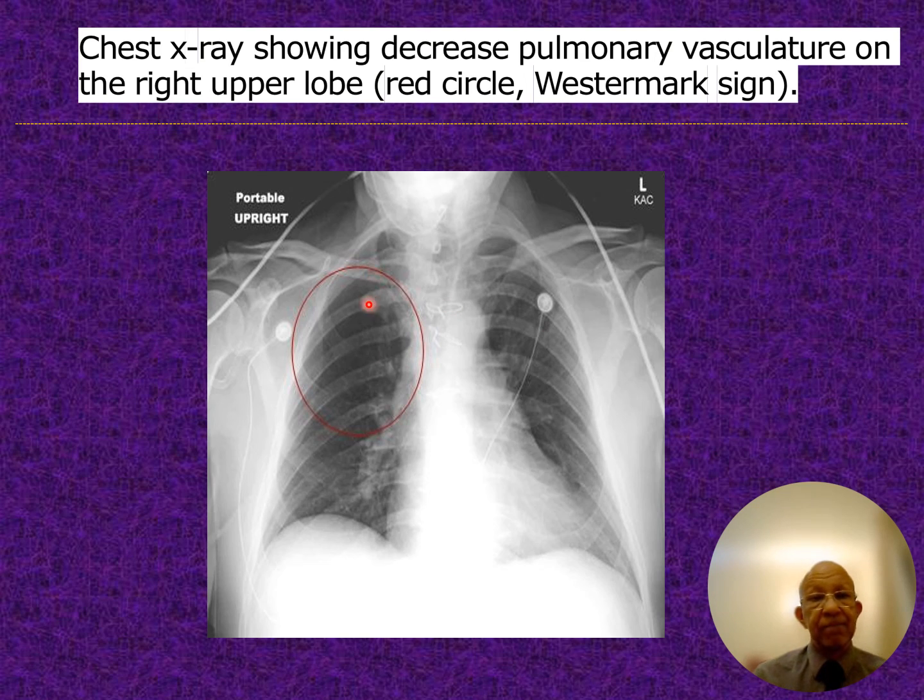Right, and this is an X-ray. You can see the vasculature here. You cannot see it here. So this is the Westermark sign of oligemia secondary to pulmonary embolism.